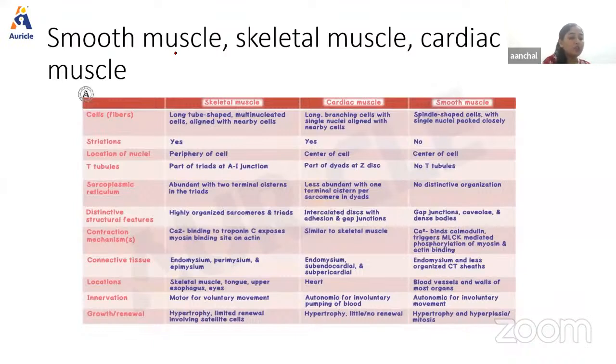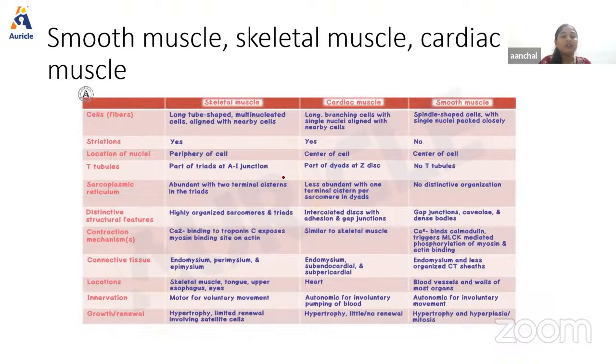So first, we're going to start with the classification of muscles, right? As we know, the human body has more than 600 muscles, and muscles are used to perform many useful functions, like helping in every day-to-day activity. So muscles are classified as skeletal, cardiac, and smooth muscles. Depending upon their situation, they are classified like this.